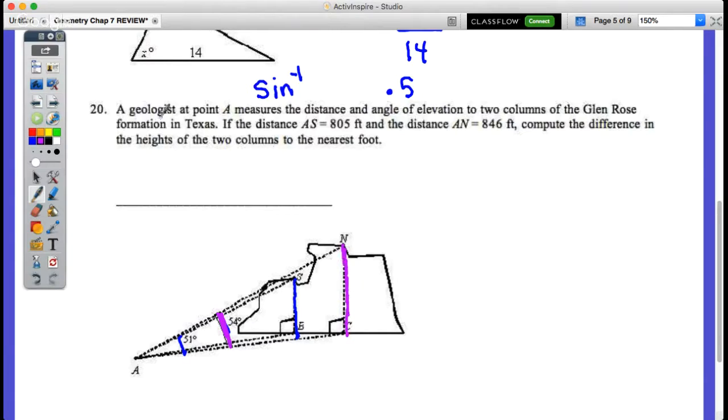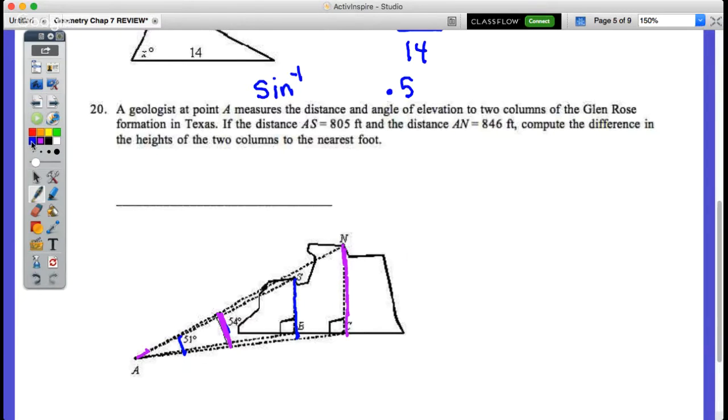So, a geologist at point A measures the distance and angle of elevations to 2 columns of the Glen Rose Formation in Texas. So basically, he's looking at a distance and a bunch of rocks. This part of the rocks in the distance is lower down than this other part. So this is lower, this is higher. Okay? He's actually standing directly across from the rocks. The drawing's back. So A to S, this is a hypotenuse.